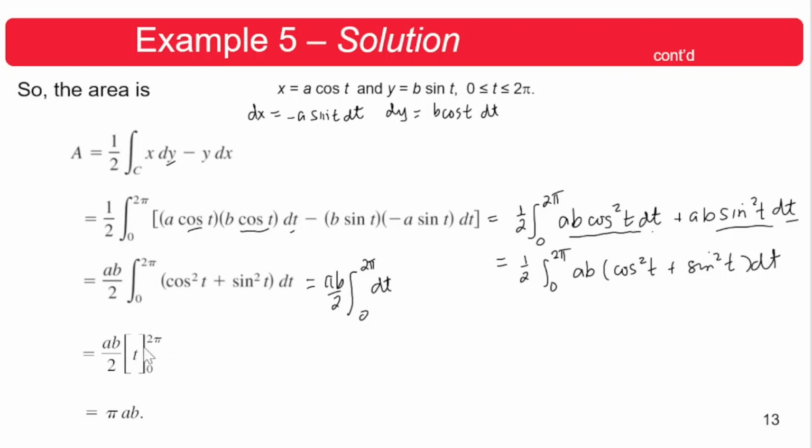Okay, by substitution, substitute the upper minus the lower, so we have ab over 2 times 2 pi. Okay, then 2 pi over 2 is pi times ab is pi ab. So that's the area of an ellipse.